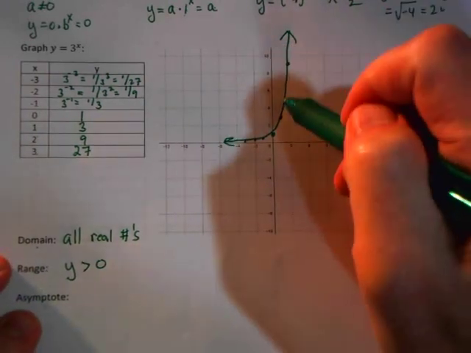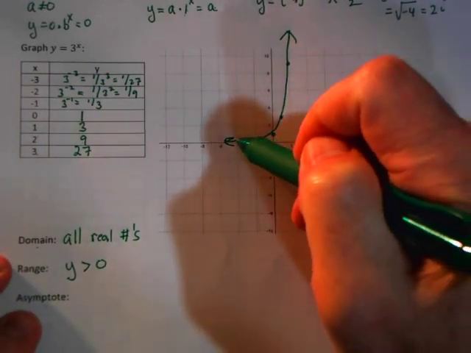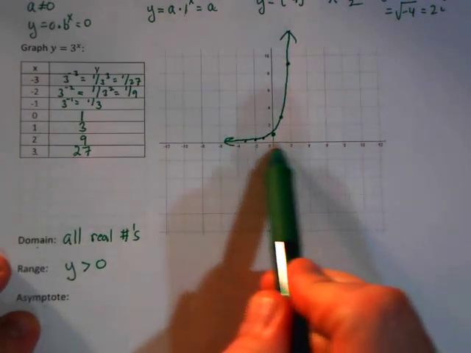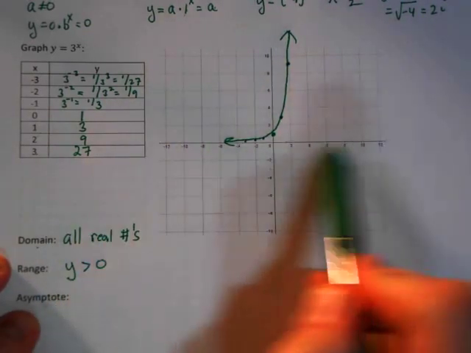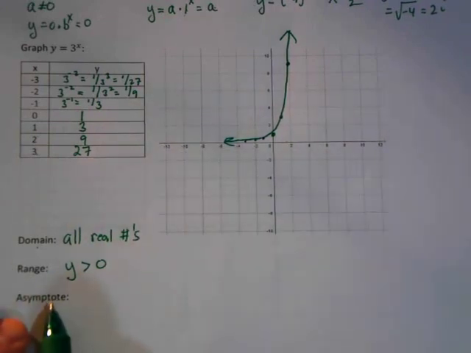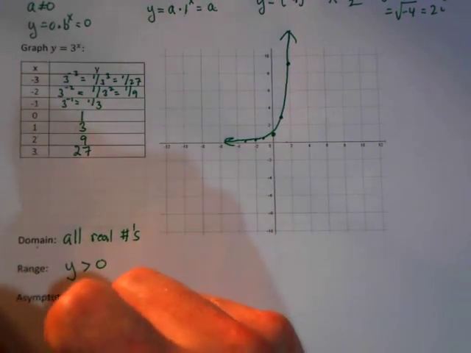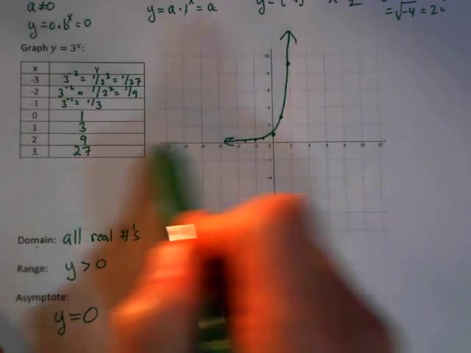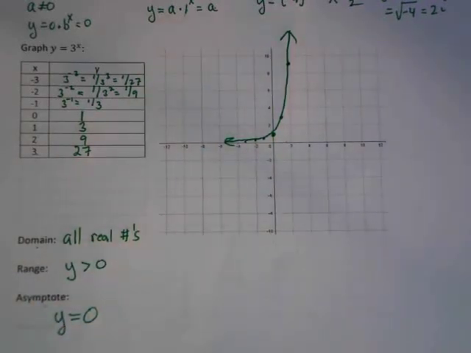Notice what's happening as we come this way. This graph keeps coming down and down and down. It keeps getting closer and closer to this axis, but we'll never actually touch it. And that's what an asymptote means. It means a line or a curve that a graph approaches but doesn't touch. In this case, it's the x-axis, and the equation of the x-axis is y equals 0.